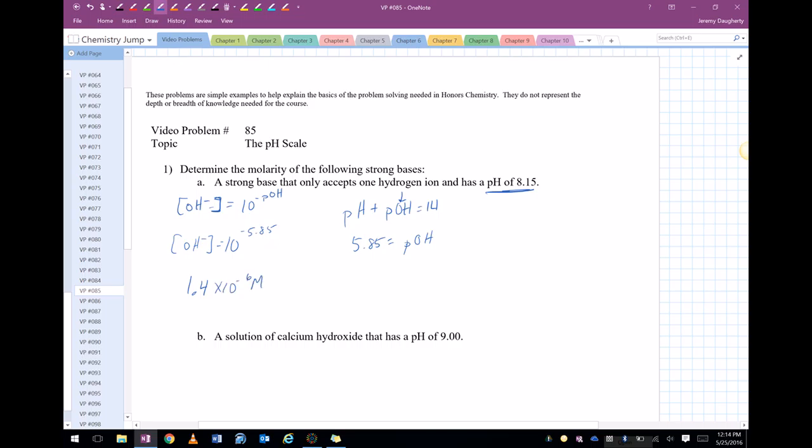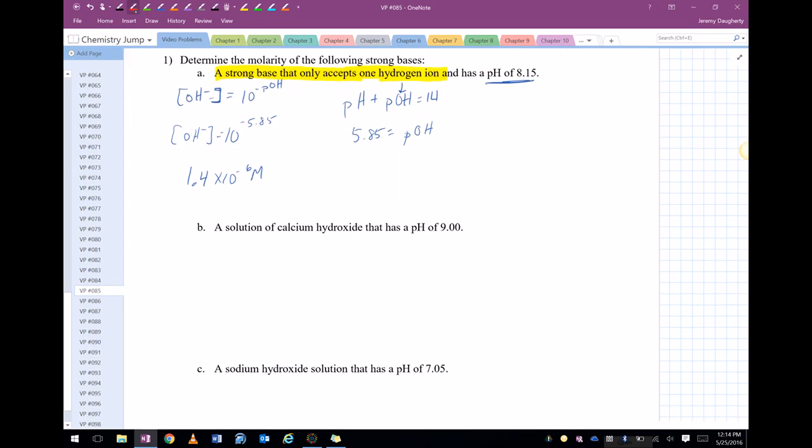Now, let's read this phrase here. A strong base that only accepts one hydrogen ion. That means that it's monobasic. It's only got one hydroxide. Okay, now that's as opposed to this next one. It says a solution of calcium hydroxide. So calcium hydroxide looks like this, Ca(OH)2. So when it breaks up, it gives off two hydroxides.